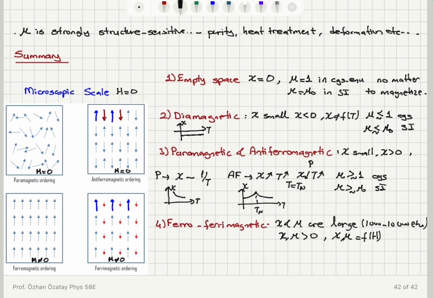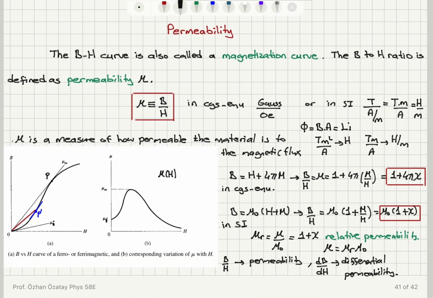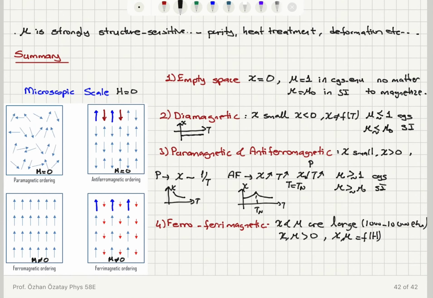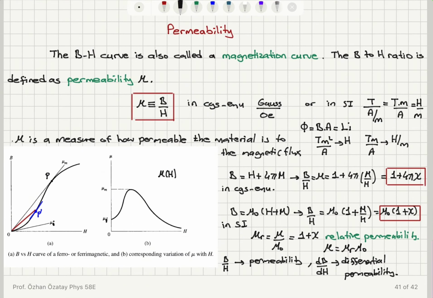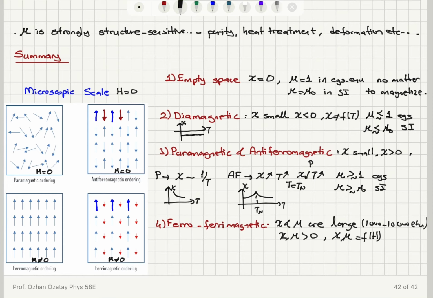So we can summarize our results as follows. For empty space we have no matter to magnetize, capital M magnetization is 0. That means you will have chi equals 0 and mu is equal to 1 plus 4 pi chi. Chi is 0, so mu is 1, or mu 0 times 1 plus chi, which is mu 0 in SI. So that's why mu 0 is called permeability of free space, because you have no material to magnetize. So let's note that here. That is permeability of free space.